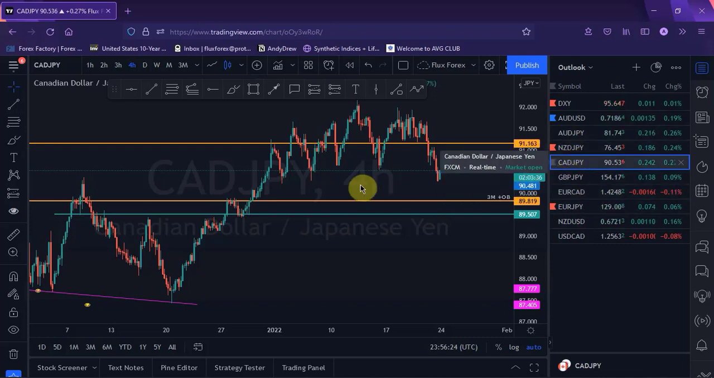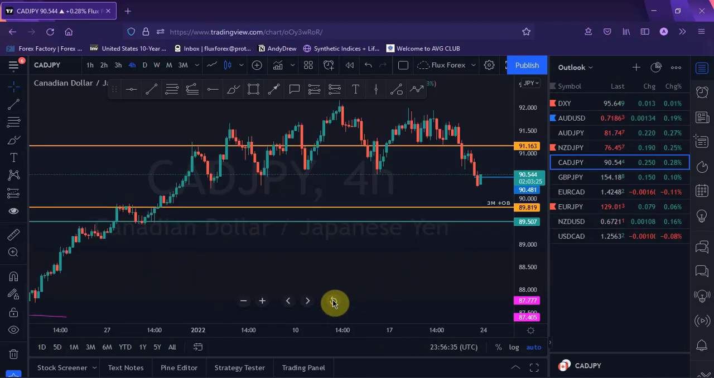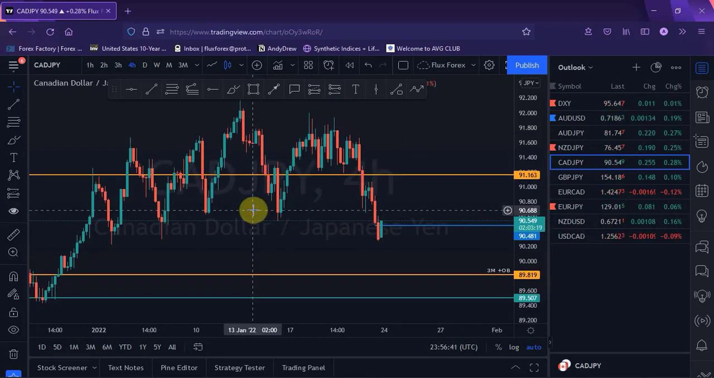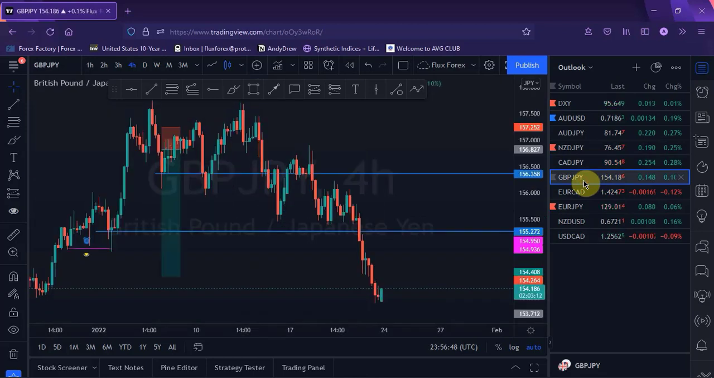For CADJPY, I'm expecting price to retrace to this low, and then we see a shift to the downside. So going into this week, I'll be looking for selling opportunities so far as CADJPY is concerned. All the JPY pairs, that is how I'm going to approach it.